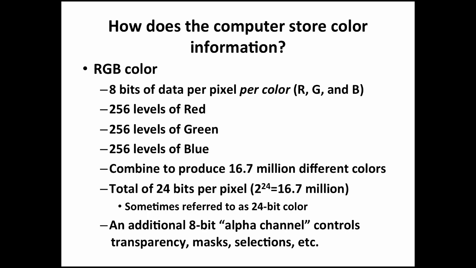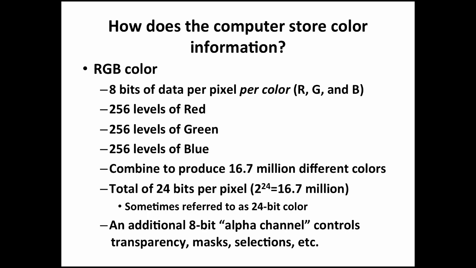It's almost like 3 grayscale images combined, but instead of grayscale, you have a range of values of red, a range of values of green, and a range of values of blue. And again, because there are 8 bits assigned to each of those color channels, there are 256 different levels of red, 256 levels of green, and 256 levels of blue. These different levels of red, green, and blue can be combined to produce a total of 16.7 million different color combinations. If you really want to do the math, you can verify this yourself.